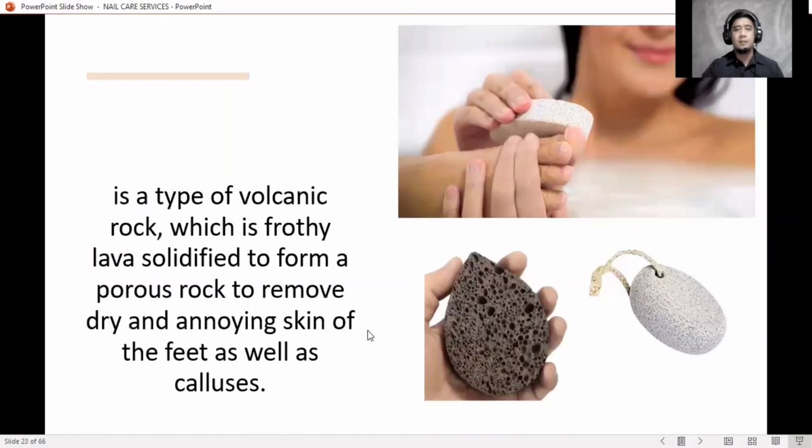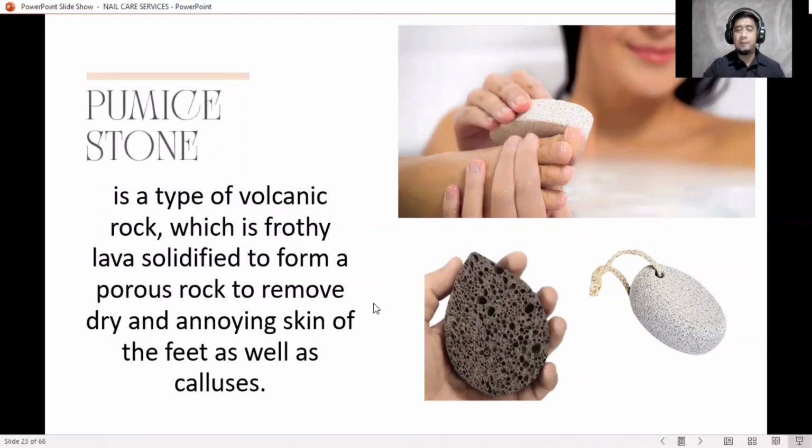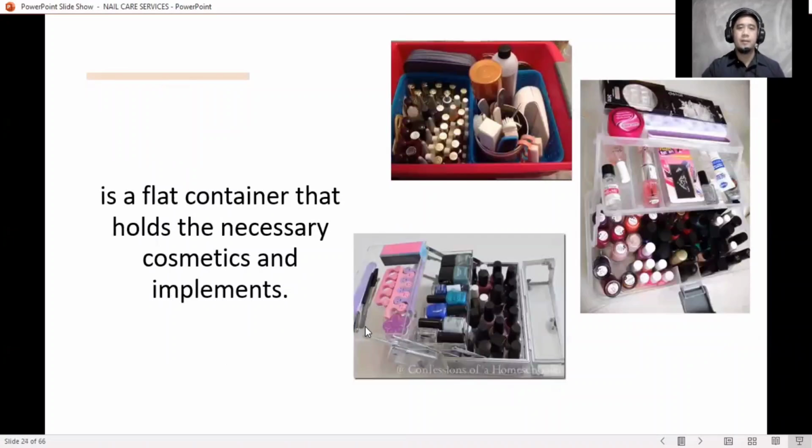And the next one is this one. Okay, it is a type of volcanic rock. Okay, so it is a rock with frothy lava solidified to form a porous rock to remove dry and annoying skin of the feet as well as the calluses. Okay, so we use this to remove dry skin on our feet. We call this one a pumice stone. Okay, pumice stone.